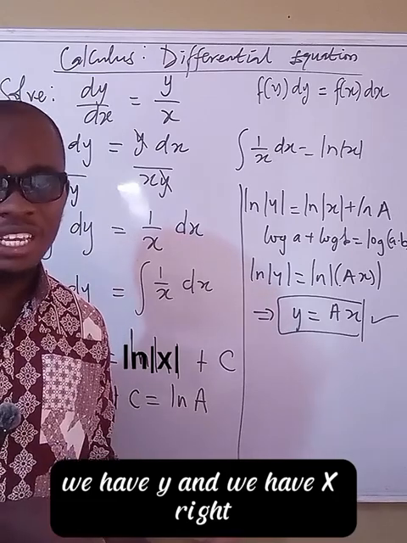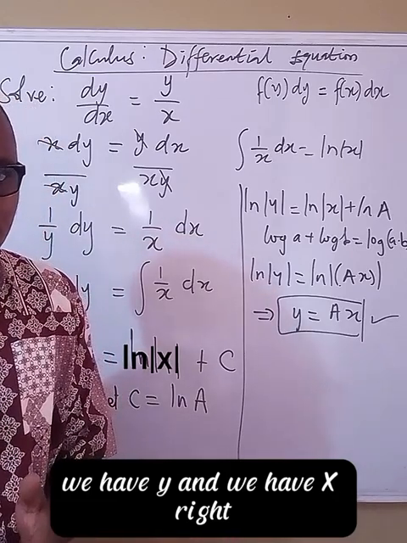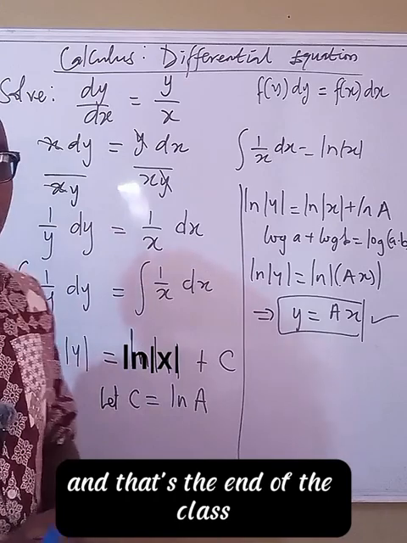You can see that we have our result to be y equals ax. So we have y and we have x, right? And that's the end of the class.